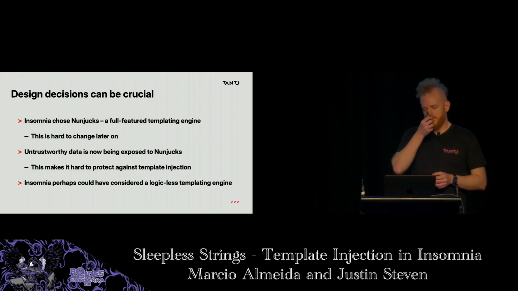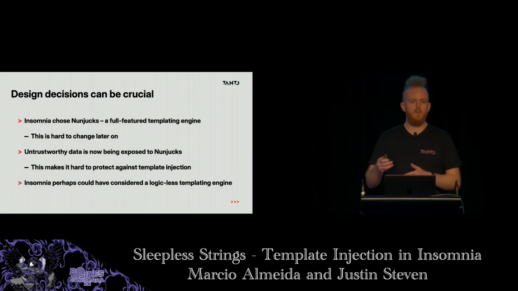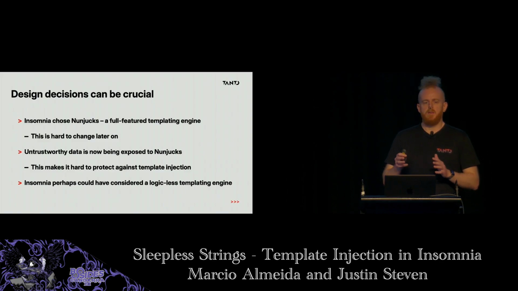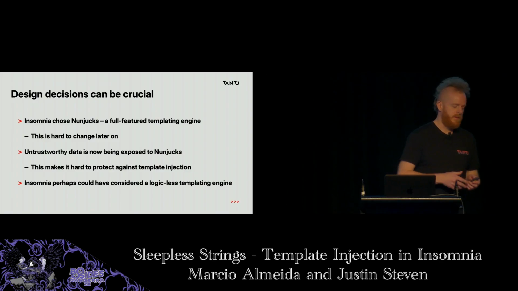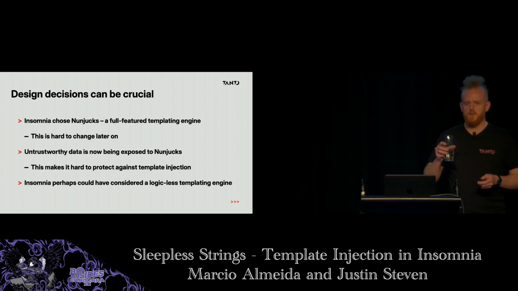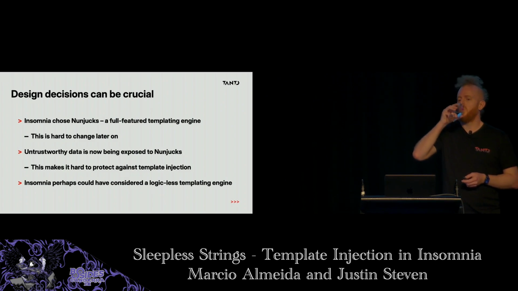And design decisions. Insomnia chose Nunjucks and then passed things into Nunjucks that shouldn't be passed into Nunjucks. And this is now really hard to change later on because people are used to the syntax of Nunjucks when using Insomnia. But perhaps if a less sophisticated engine was chosen earlier on, something like Mustache, things could have gone differently perhaps. And so early design decisions can be really critical.